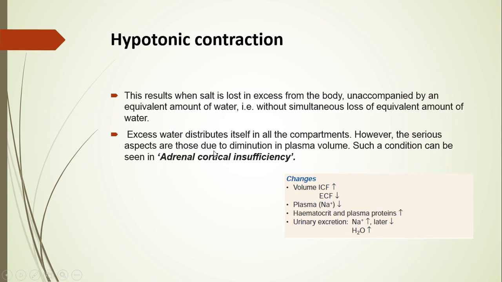Then hypotonic contraction. In this contraction, there is loss of an excess amount of salt from the body, and in these conditions, the changes in the body are high volume of intracellular fluid, low volume of extracellular fluid, low plasma sodium, and high plasma protein, and in urine there is high excretion of sodium and high excretion of water. And in this condition, there may be adrenal cortical insufficiency.